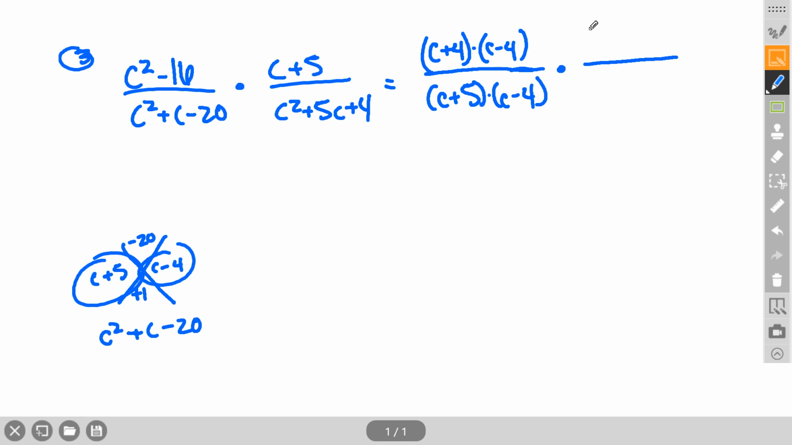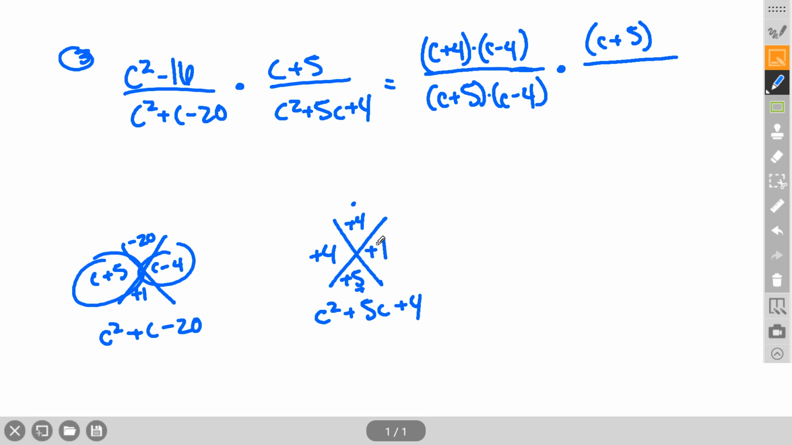The second fraction's numerator, c plus 5, does not factor, so I'll just leave it as c plus 5. And then I want to factor c squared plus 5c plus 4. Once again, I'm going to use the x method. Up top is the last number, positive 4, and the bottom is the middle number, positive 5. Two numbers that multiply to positive 4 and add to positive 5 would be positive 4 and positive 1. 4 times 1 is 4, 4 plus 1 is 5. Put a c in front of each of those, and those will be my factors. So that factors into c plus 4 times c plus 1.